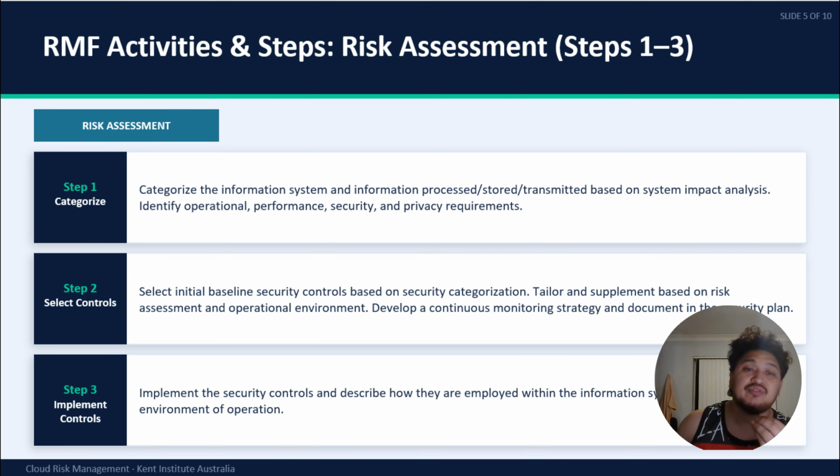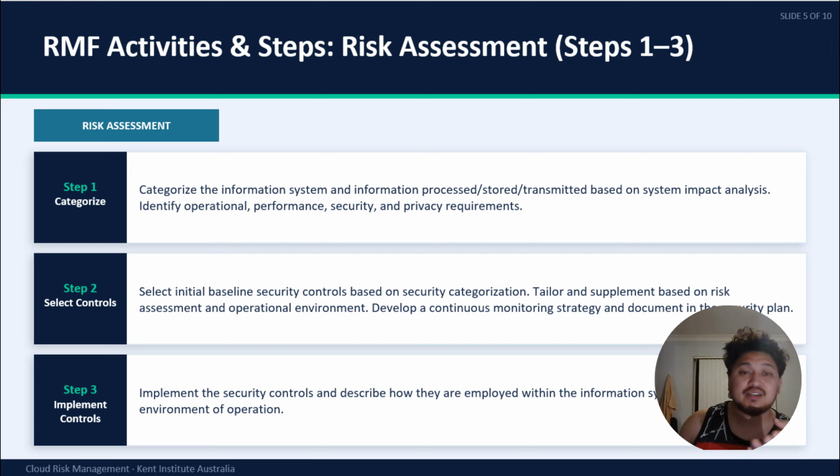So moving to slide 5, we will be talking about the RMF steps and risk assessment. The RMF consists of six well-defined steps. Let us cover the first three, which form the risk assessment phase. Step 1 is to categorize. This means categorizing the information systems and the data processed, stored, and transmitted, based on the system impact analysis.